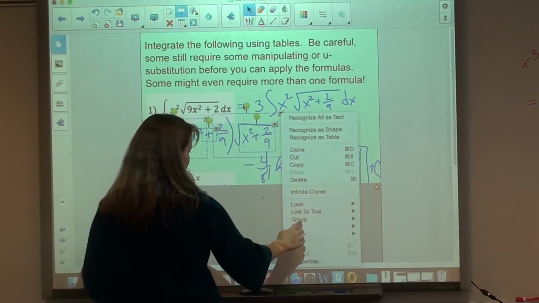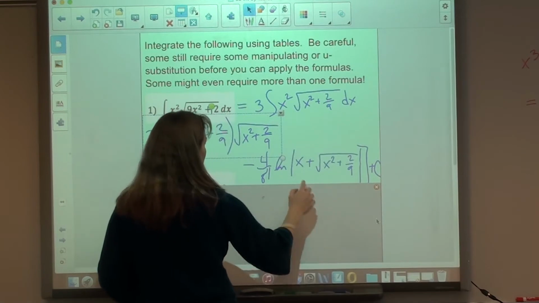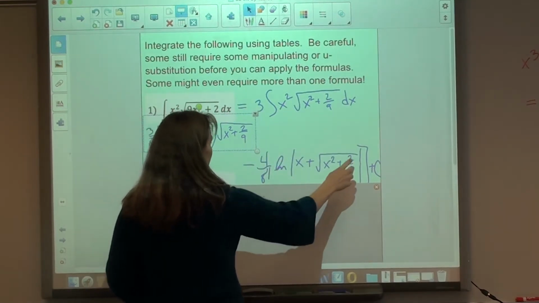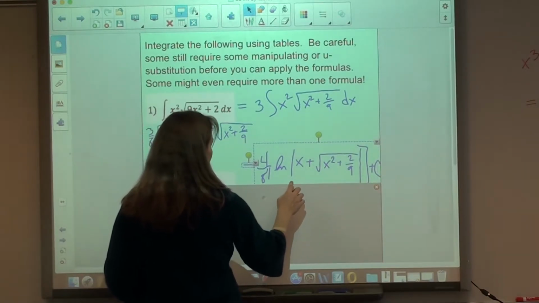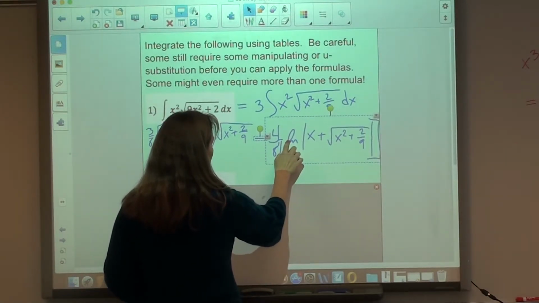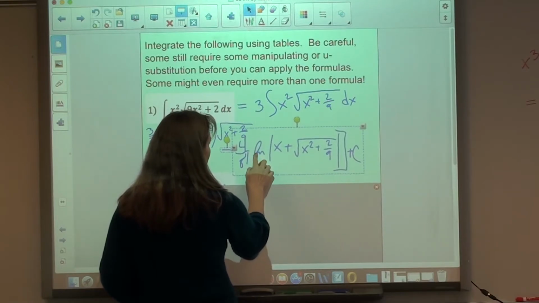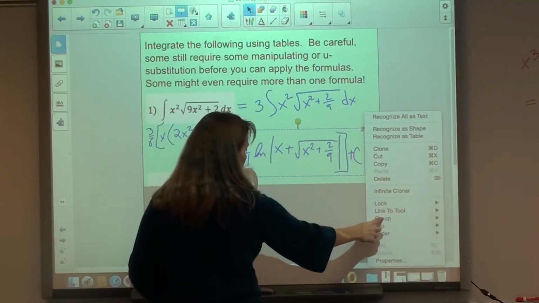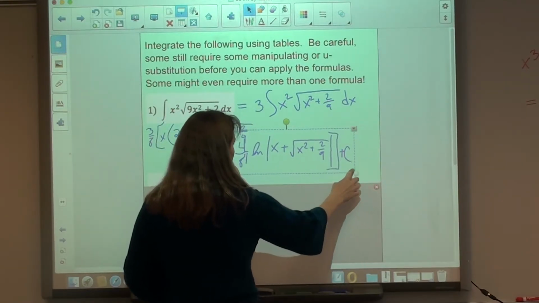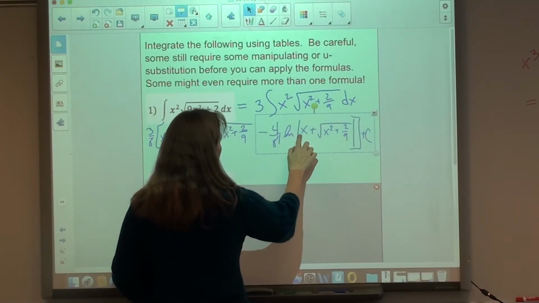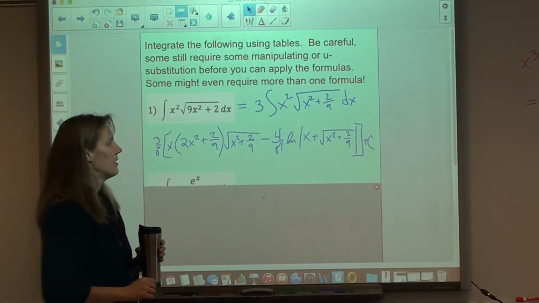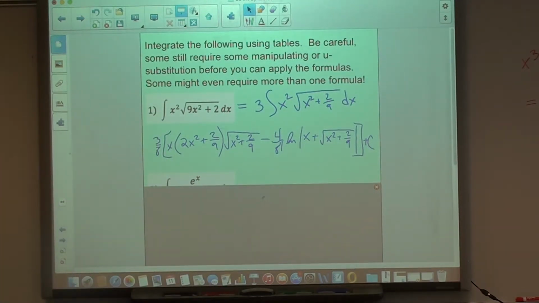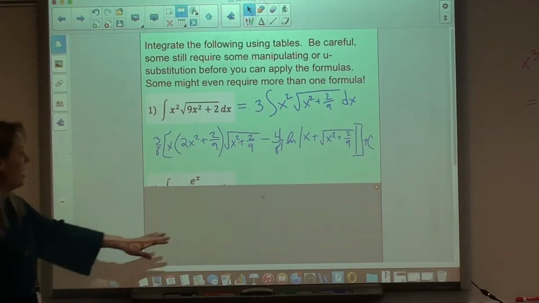Now I have to convert it. So it's x squared plus 2 ninths, minus a to the 4th over 81, ln x plus the square root. Good enough. Alright, next one.